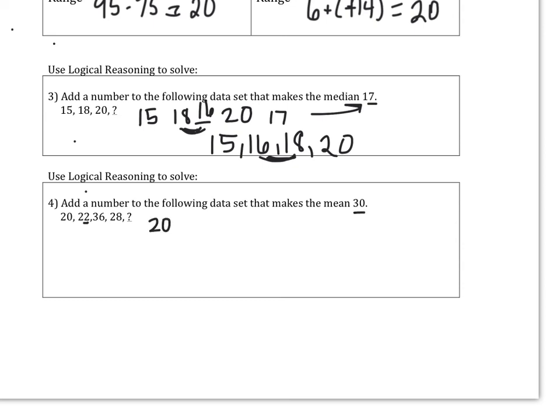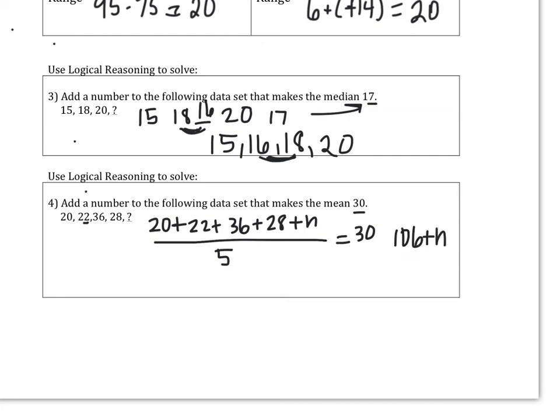So let's do what we know: 20 plus 22 plus 36 plus 28 plus some number that we don't know. That's what we're solving for. And we know that when we divide those by however many there are, which is 5, it's going to give us 30. So now we can set this up as a proportion. So let's add all of these together, and that would be 106. So we'd have 106 plus n over 5 equals 30, setting up as a proportion over 1.